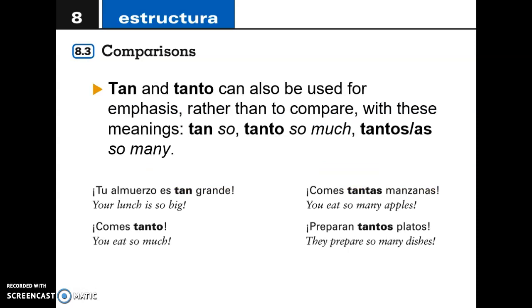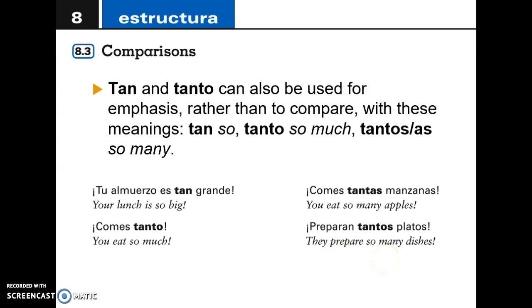They are also used to provide some emphasis sometimes. And in that case, we are going to use the words tan or tanto, that means so much or as much, and tantos and tantas, that means so many or as many. So in this case, we're going to just pay attention to these examples. Tu almuerzo es tan grande, your lunch is so big. Comes tantas manzanas, you eat so many apples. Comes tanto, you eat so much. Or preparan tantos platos, they prepare so many dishes.